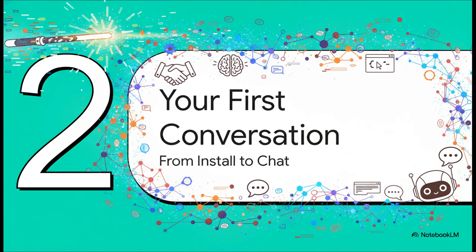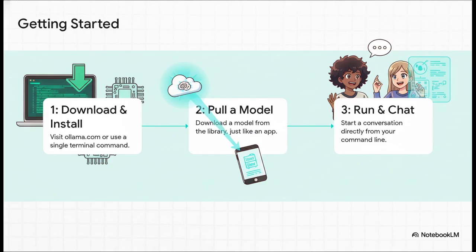All right, enough theory. That's all great, but let's actually do something. Let's get practical and have our very first conversation with our own local AI. This is where it gets really fun. And I'm not exaggerating when I say you can be up and running in minutes. It's really just 3 simple steps. First, you download and install Ollama. It's a one-line command on Mac or Linux and a simple installer on Windows.